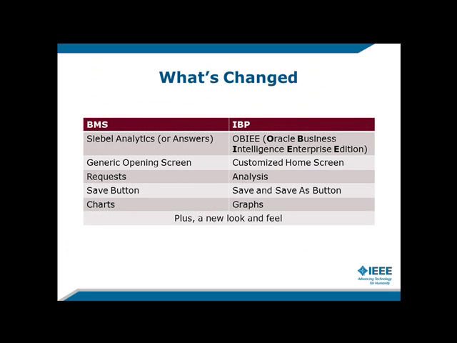What's changed? SAMIEEE Analytics is now Oracle Business Intelligence Enterprise Edition, OBIEE. Analytics had a generic opening screen for all users, and OBIEE has a customized home screen. Requests are now called Analysis. There was only a Save button, and now we have both a Save and a Save As button. Charts are now called Graphs. There's also a new look and feel to the tool.